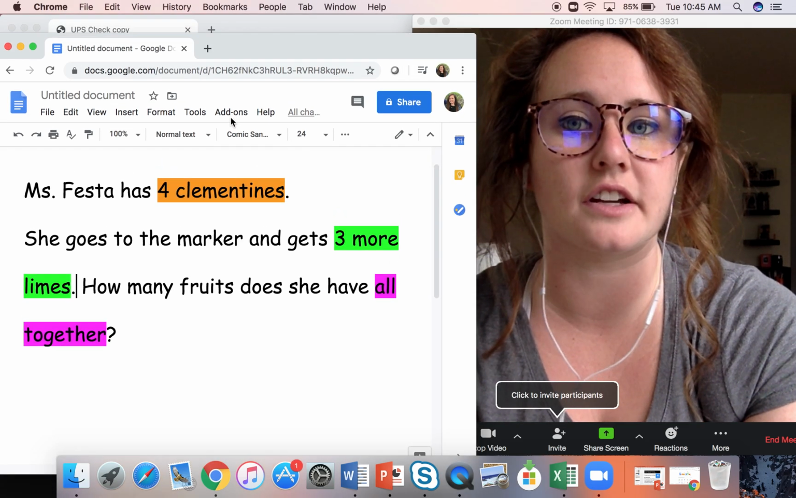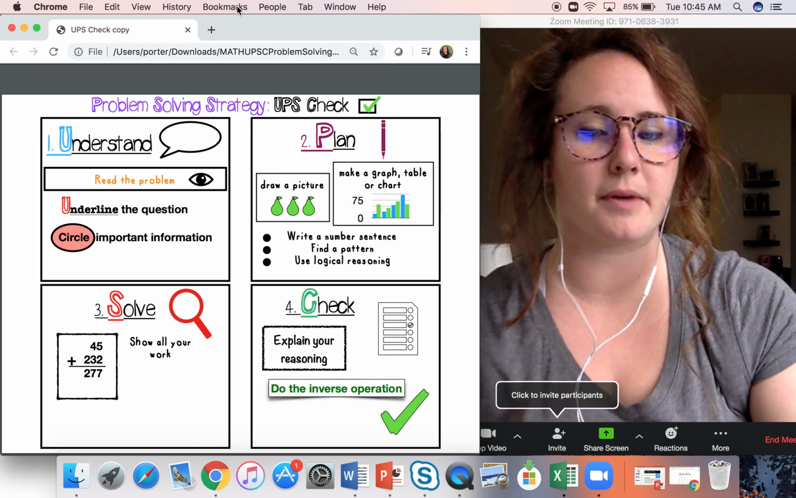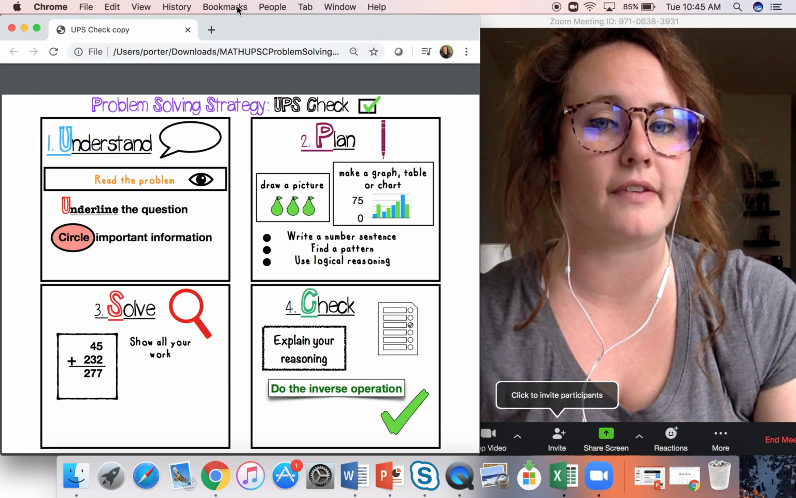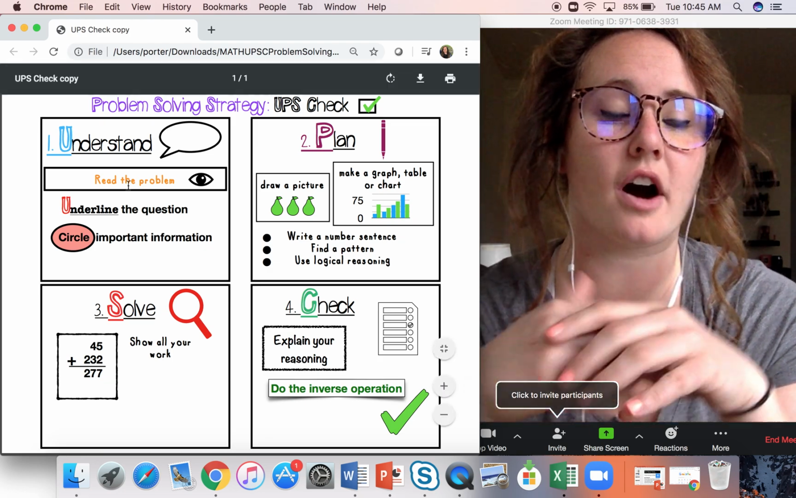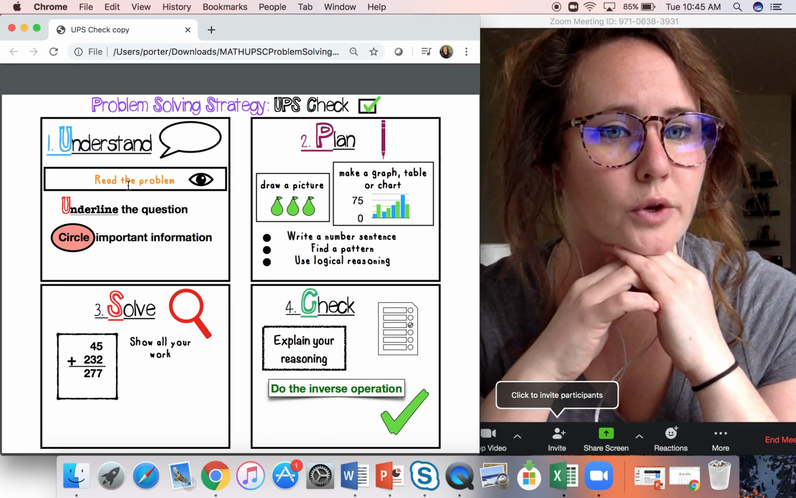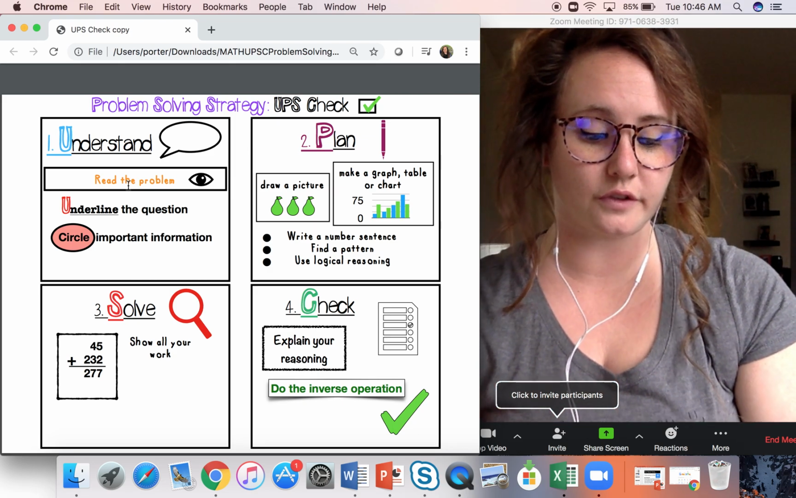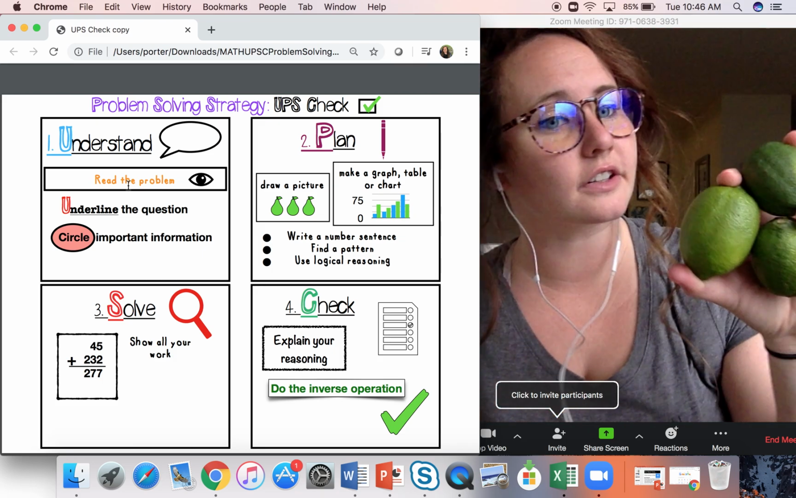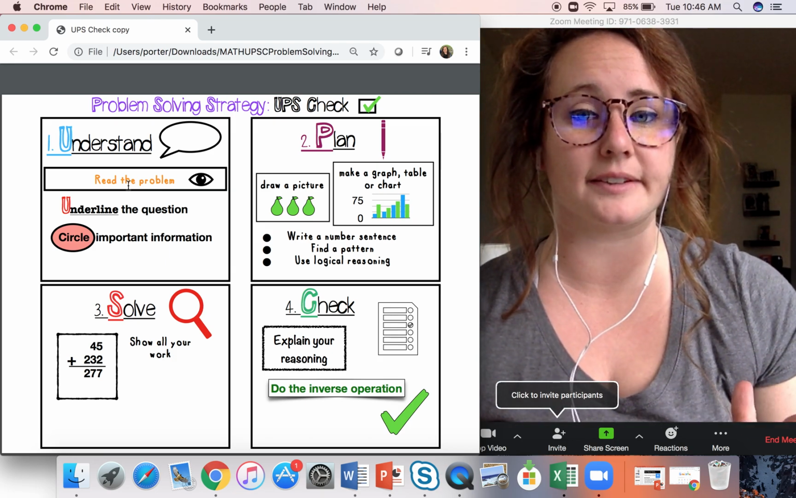So let's take a look at our UPSC model. So when we have our word problems, just like my word problem, we're going to think about that U, P, S, and C. So first, we always have to understand what the question is asking us. So when you have a word problem in front of you, you would underline the question. You would circle your important words. So you would circle 4 clementines. You would circle 3 limes. So you know, hey, I'm going to add these together.